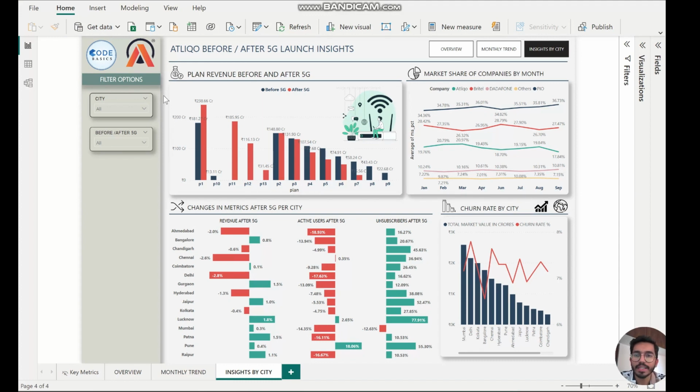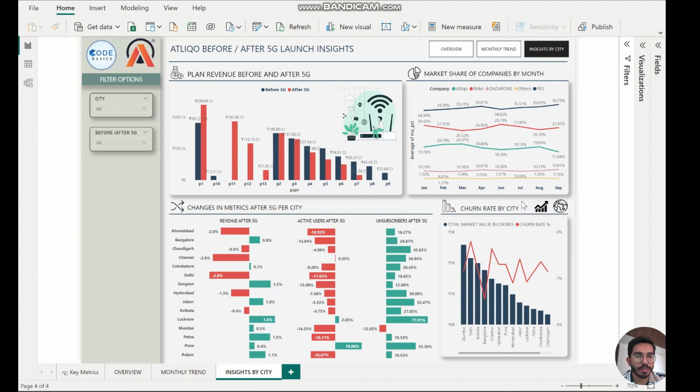But apart from that, P8, P9 and P10 are the most unused plans, and they are probably discontinued after the 5G launch. It's very easy to see that in the month of June the market share is completely down for the Atlico company, and again the market share is completely down or least during this whole year in the month of September. So probably they need to focus on how to get back into that market again, and focus on the strategies involving how to increase the revenue based on different plans.